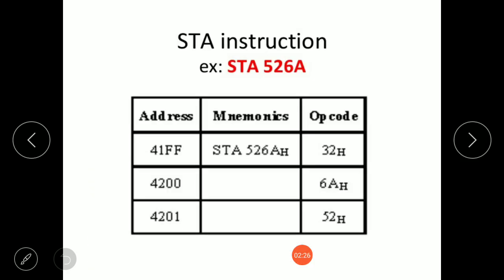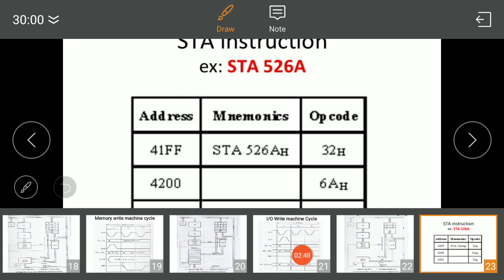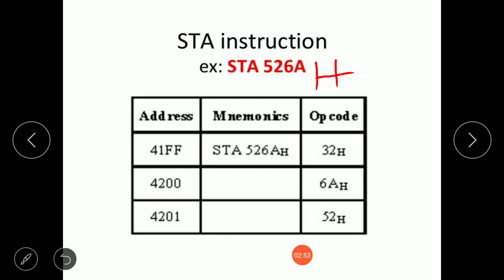Now let's see an example. Let's take an instruction STA. You might have come across this instruction while going through the experiments of the microprocessor lab. Here I have written the data as 526A, in hexadecimal format. Whenever I write any data in hexadecimal format, I use H. So STA 526AH stores the content of the accumulator into the address mentioned in this instruction.